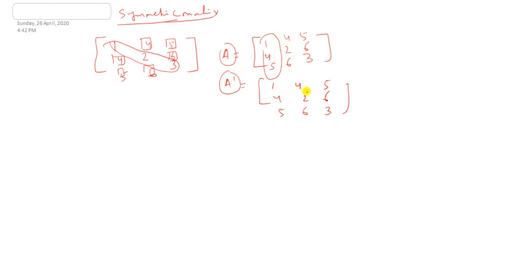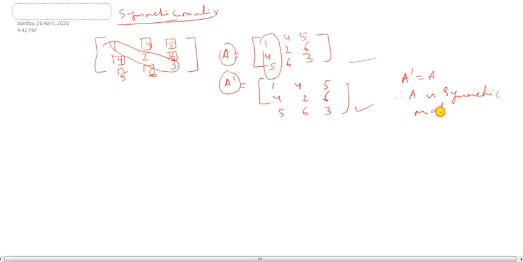1, 4, 5, 4, 2, 6, 5, 6, 3. A' is also 1, 4, 5, 4, 2, 6 and 5, 6, 3. So here I get A' equals to A. Therefore A is called symmetric matrix. Symmetric matrix. If even if I transpose it, I get the same matrix. Hence A' will be A, hence A is the symmetric matrix. Now let me tell skew symmetric matrix.